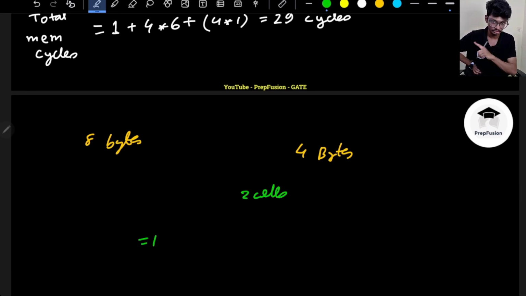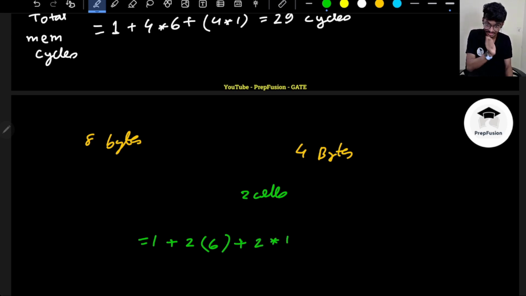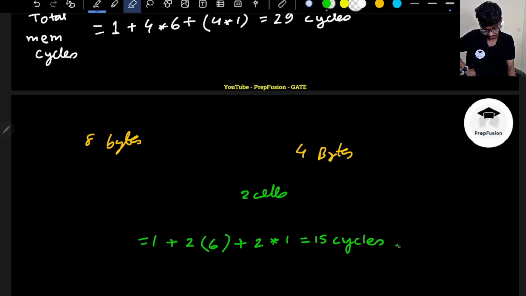Again, one cycle for sending the address, then 2 cells into 6. Why? Because each main memory cell access takes 6 cycles. I need to access 2 cells, so it will be 2 times 6, plus 2 into 1, because to transfer one cell of main memory it takes one cycle, and to transfer 2 cells it will take 2 cycles. So this will be 12 plus 2, 14, plus 1, 15. So it will be 15 cycles.